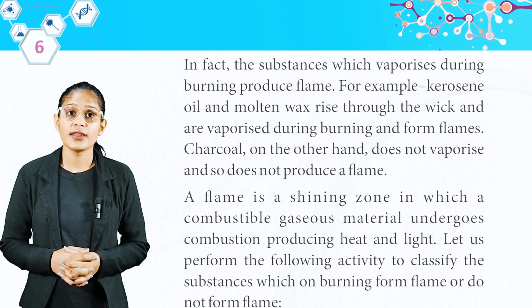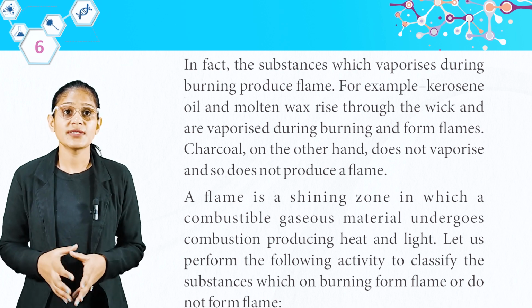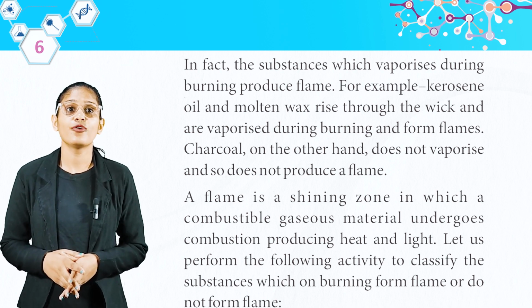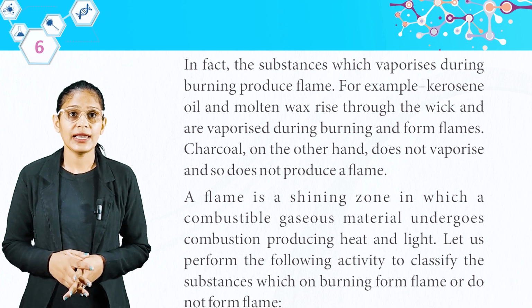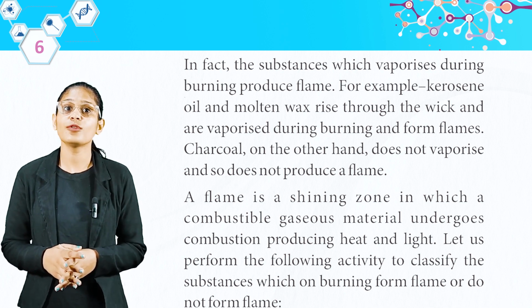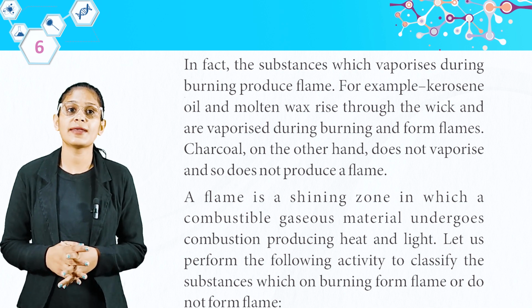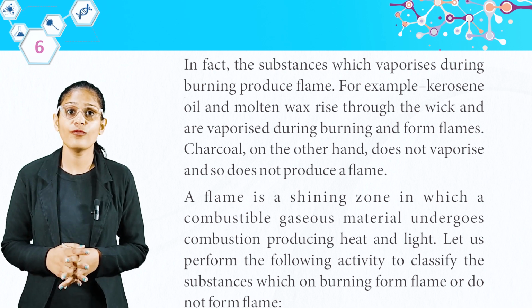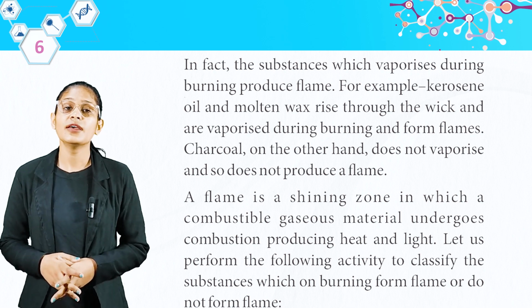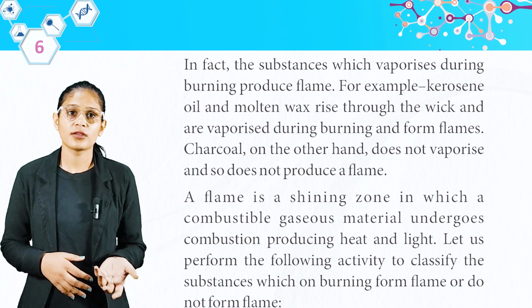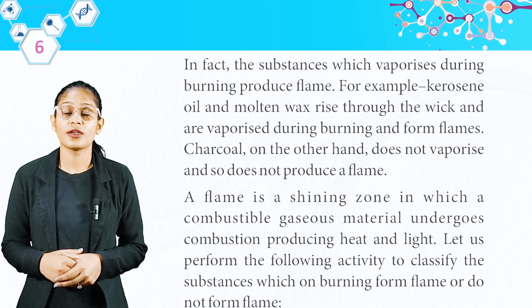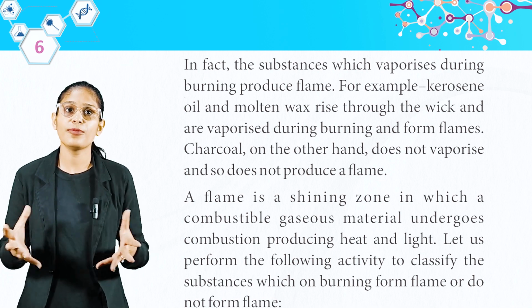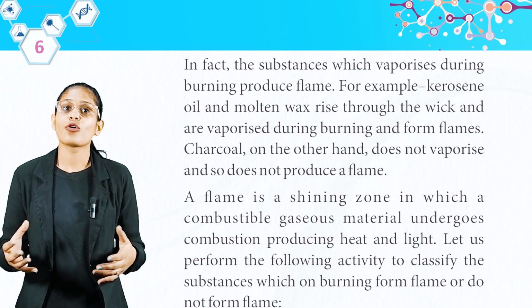A flame is shining zone in which a combustible gaseous material undergoes combustion, producing heat and light. Let us perform the following activity to classify the substances which on burning form flame or do not form flame. So student, flame क्या है, जब हम कोई ऑब्जेक्ट जो है बर्न करती है तो फ्लेम प्रोड्यूस करती है, कुछ करती है कुछ नहीं. अब हम उसी बिहाफ पे कुछ substances को classify करेंगे.